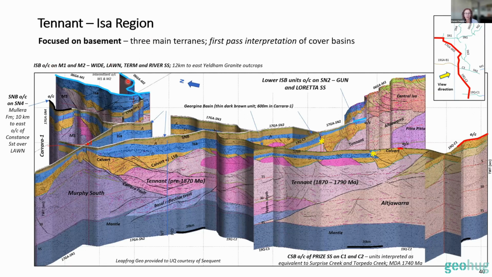So we have outcrop of Isa here in the north on the old M1, M2 lines, and a bit here in the south. But as we come further south, we just have Calvert at surface. And then through much of this area, we've got a thin Georgina sitting over top. And so Nicholson Basin is interpreted from the seismic, but it is absent here in the Carrara 1 well that sits in here.